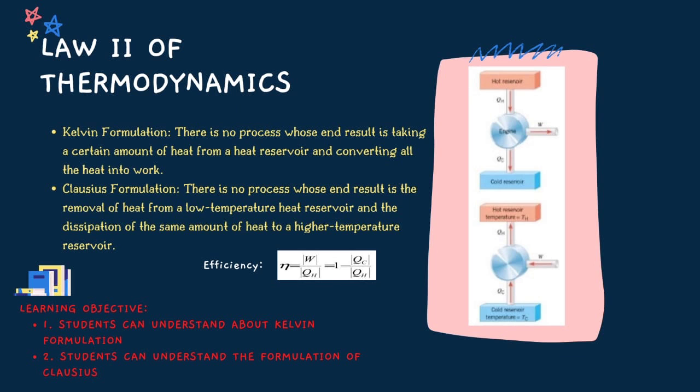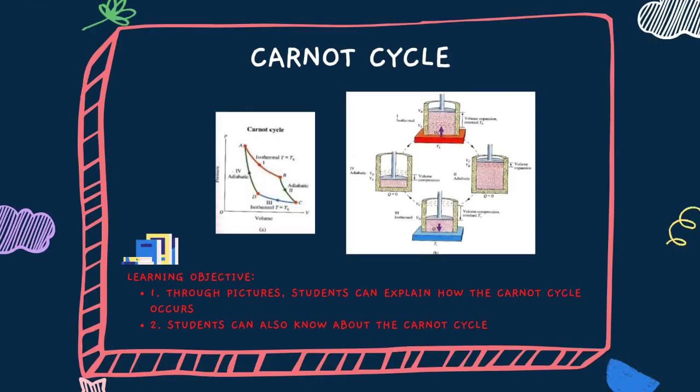The efficiency is equal to the absolute value of work per absolute value of QH, which is equal to 1 minus the absolute value of QC per absolute value of QH. Next, I will explain about the Carnot cycle.